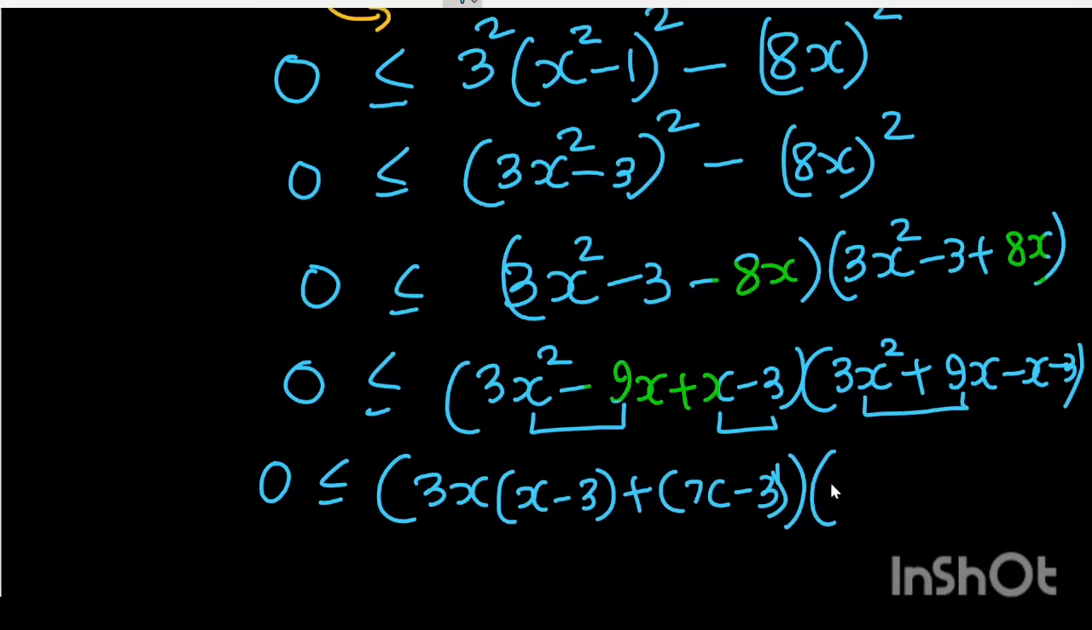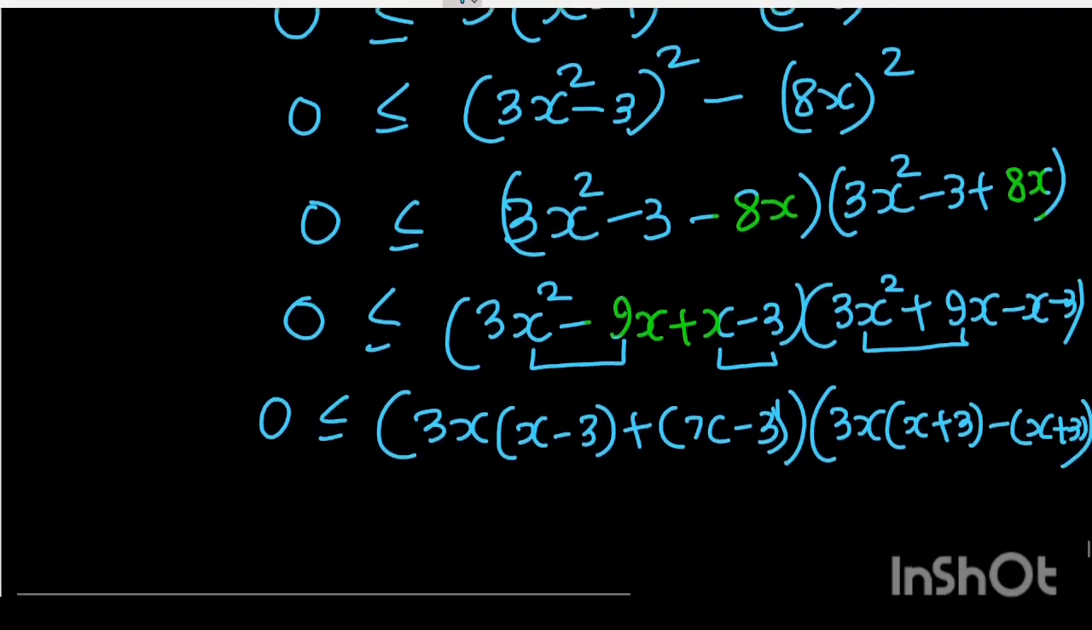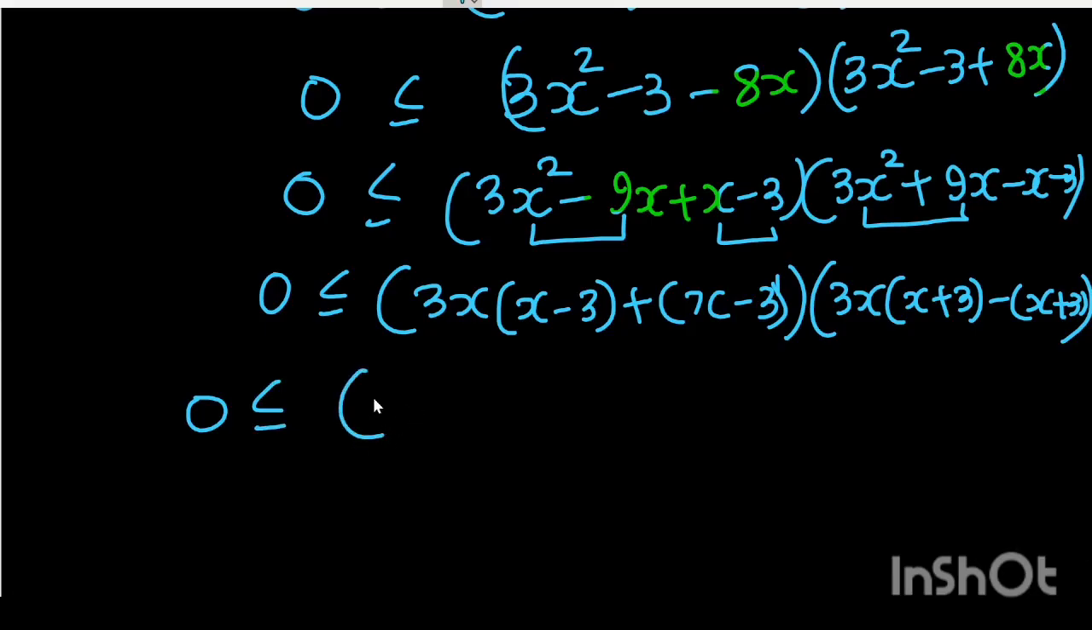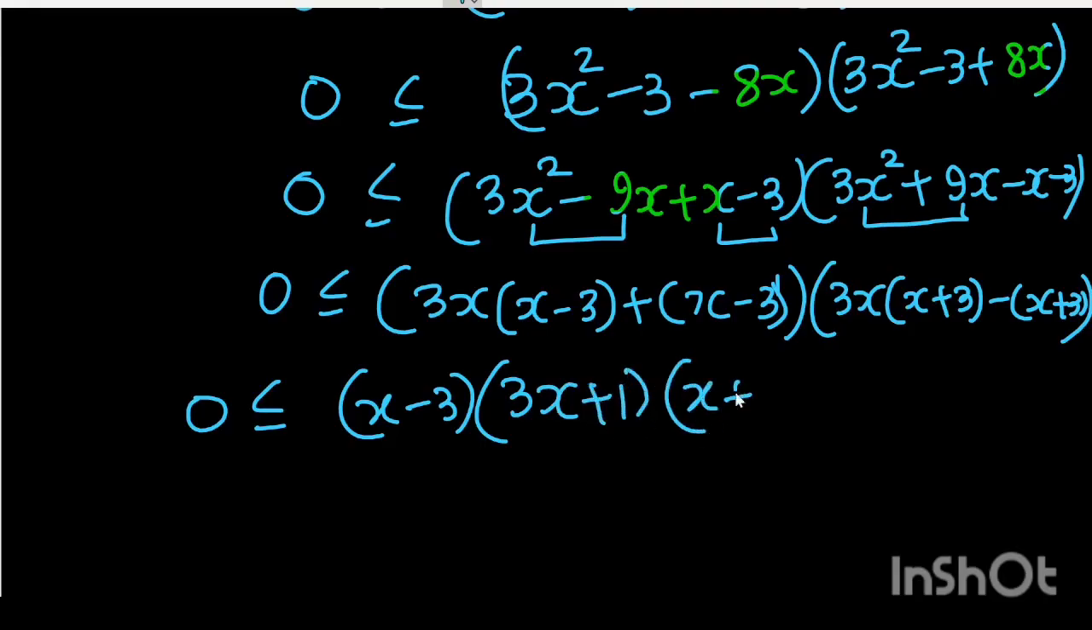Again we will take 3x common from here, so x plus 3, taking minus 1 common, so again x plus 3, like that it will go. So x minus 3 we can take out, inside we would be left with 3x plus 1. Here we will take x plus 3 out in the second, so it is this, and we are left with 3x minus 1 inside, guys.